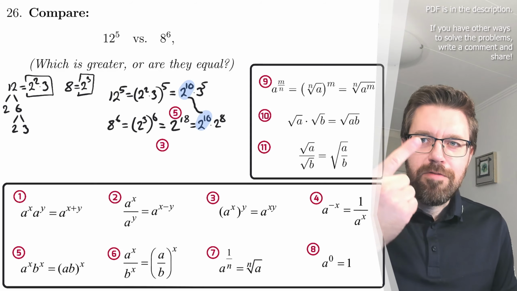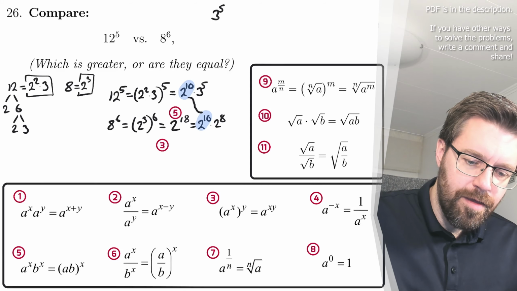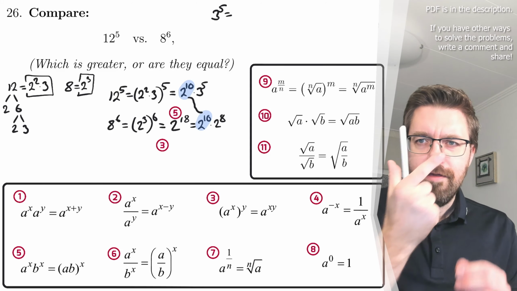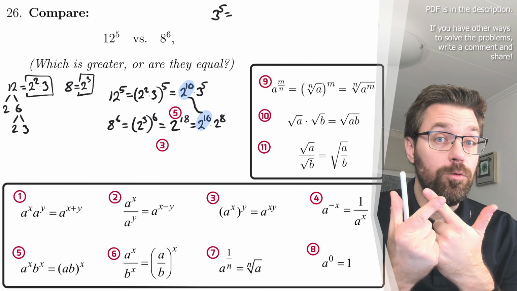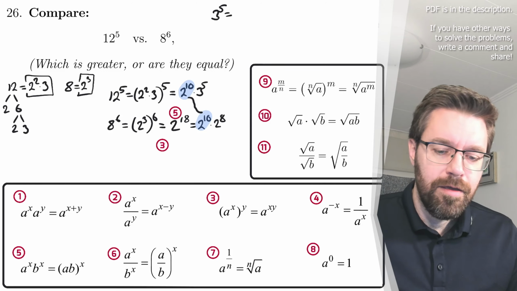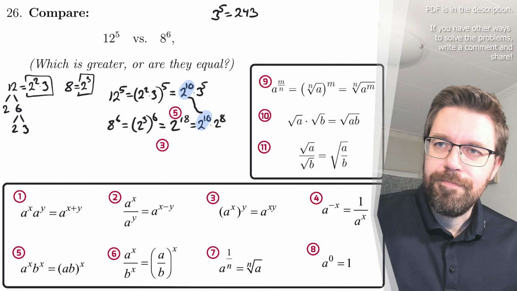Okay, 3 times 3 equals 9. If I have 2 3's more, 9 times 9 equals 81. And if we take 81 times 3 again, we get 243. Okay.